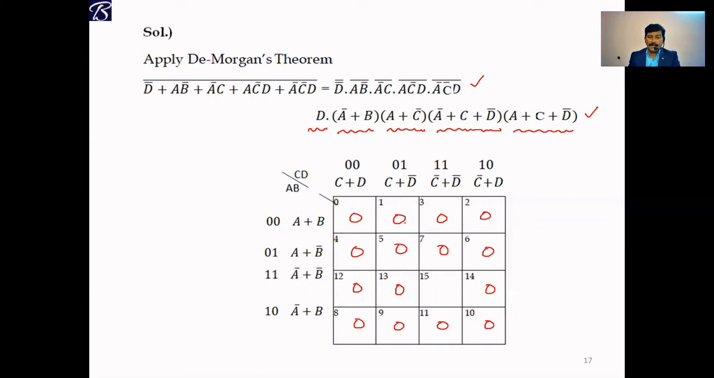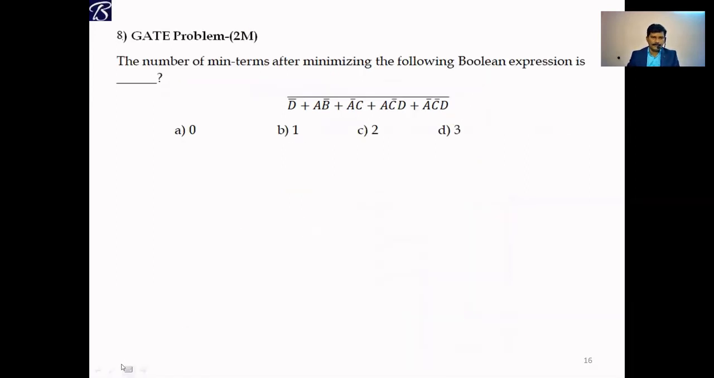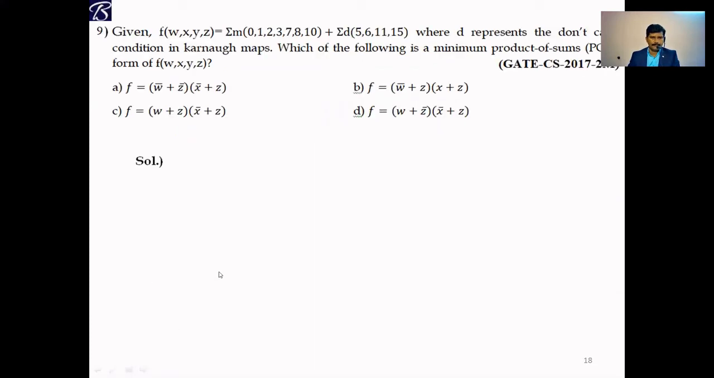Okay. Now in the problem he asked how many minterms are there. So these are all the max terms. The remaining minterm is only this one, right? So the number of minterms available in this map is only 1. So the answer is, let us check the answer. Yeah, option B is correct.